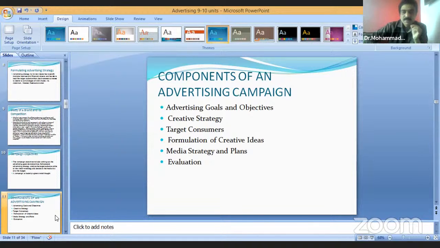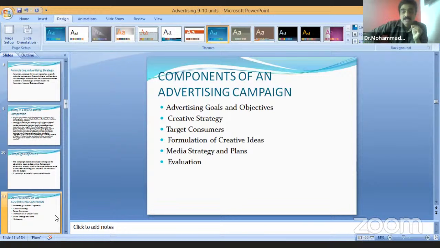For print media, that is the approach. If we think about electronic media, what sort of strategy will there be? It will use visuals, characters, or we may take the help of caricatures. We can also use jingles, for print media as well as electronic media, delivered in an attractive manner.